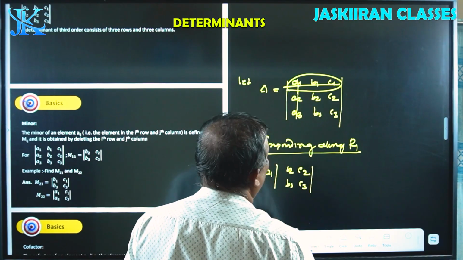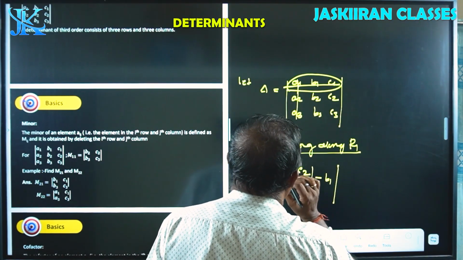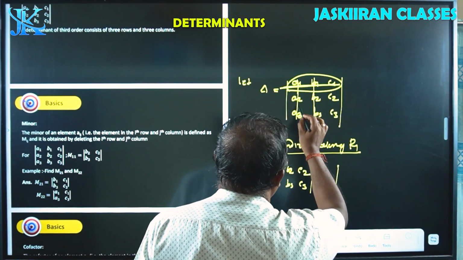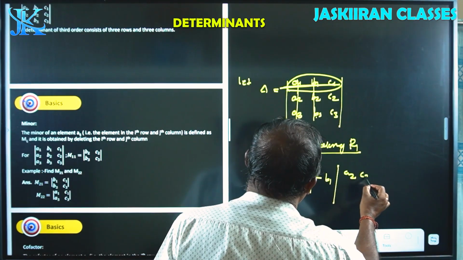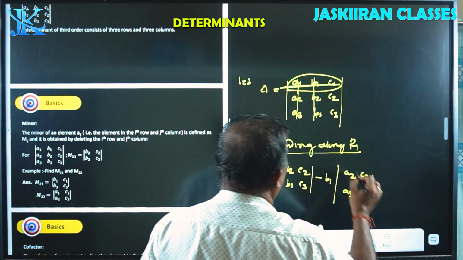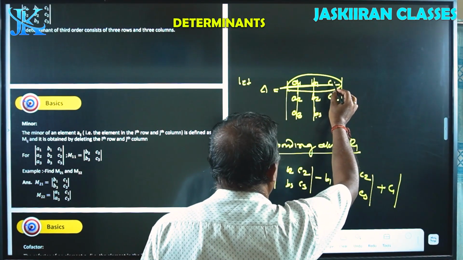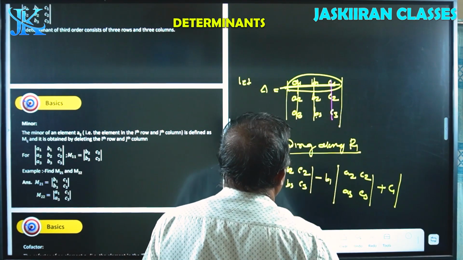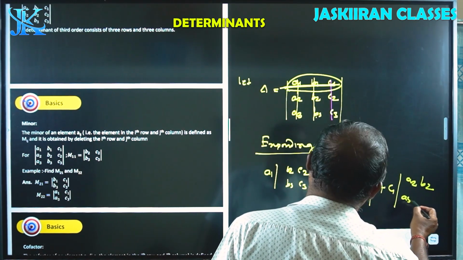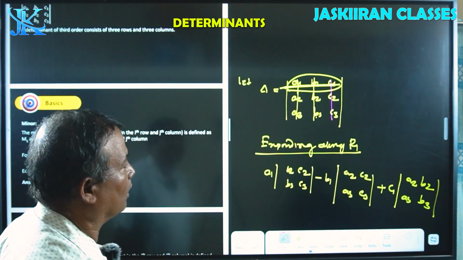Then the second term, B1, is negative. That is the minor of B1, omitting column 2 and row 1. Then you get A2, C2, A3, C3. And similarly, the sign of C1 is plus. Omitting column 3 and row 1, that is A2, B2 and A3, B3. That is expanding along R1.